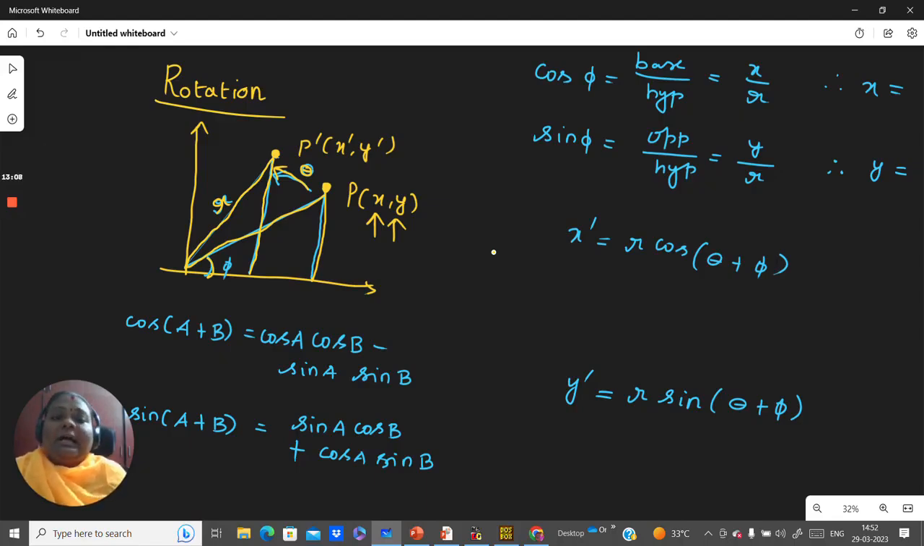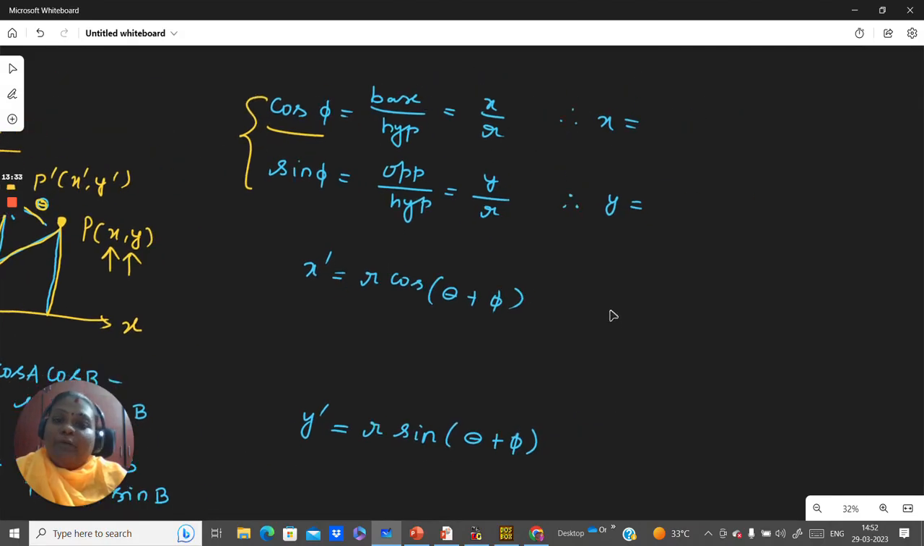As we all know, when you take this right angle triangle, cos phi will be equal to the base by hypotenuse. So cos phi, when I'm taking for this old x, will be base by hypotenuse. The base is x, this is x and this is y, and the hypotenuse is r, because that distance I told is r. So cos phi is equal to x by r. Therefore, what will be the value of x? Since cos phi is equal to x by r, x can be given as r into cos phi.